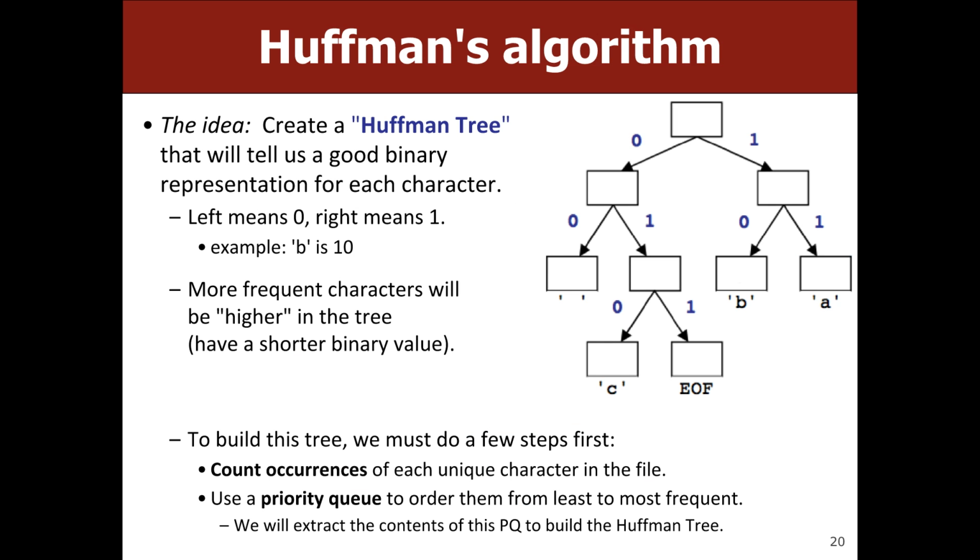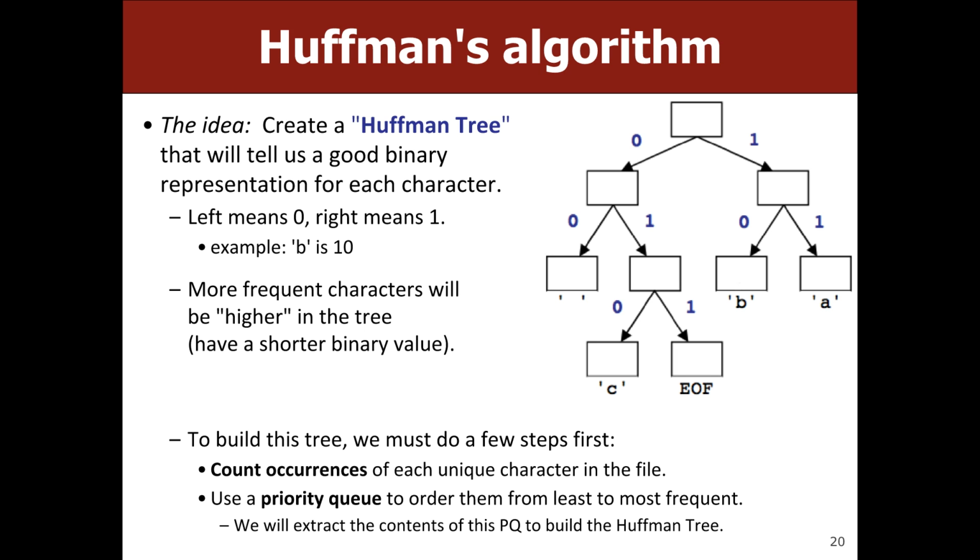So the idea is we're going to be creating a tree where, instead of having a left and a right pointer, you have a 0 and a 1 pointer. Left means go towards 0 and right means a 1. And if you're higher up in your tree, then you're going to have a shorter binary value, which is nice because that's how the compression works.